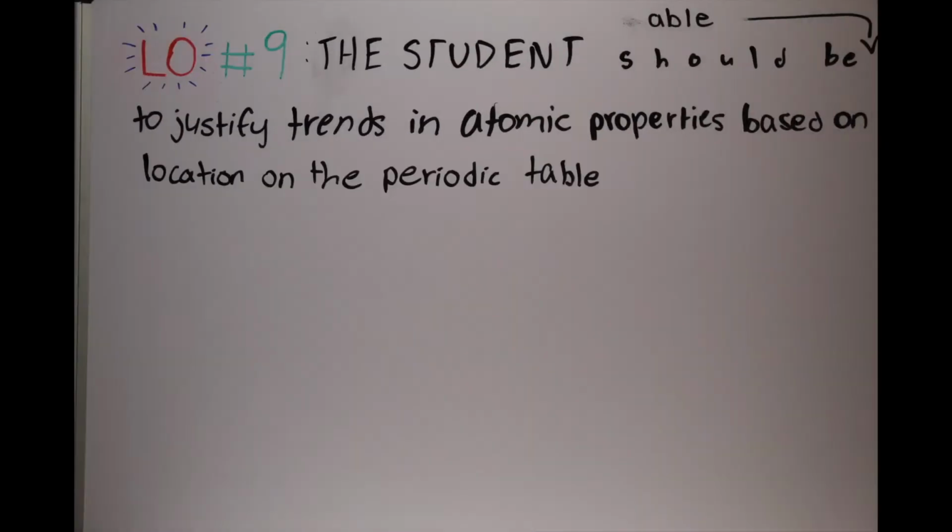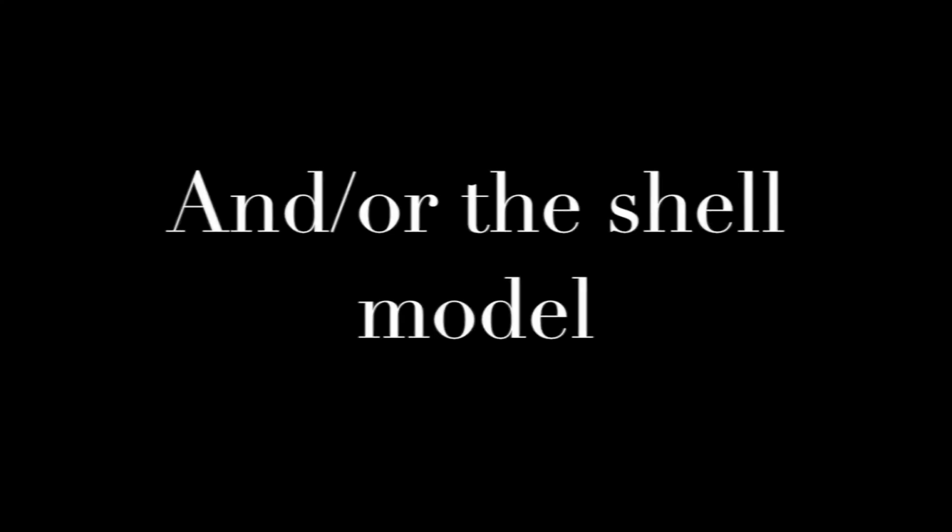My lesson objective is lesson 1.9, which states that the student should be able to predict and/or justify trends in atomic properties based on location on the periodic table and/or the shell model. There are a few main terms we have to define for our learning objective.